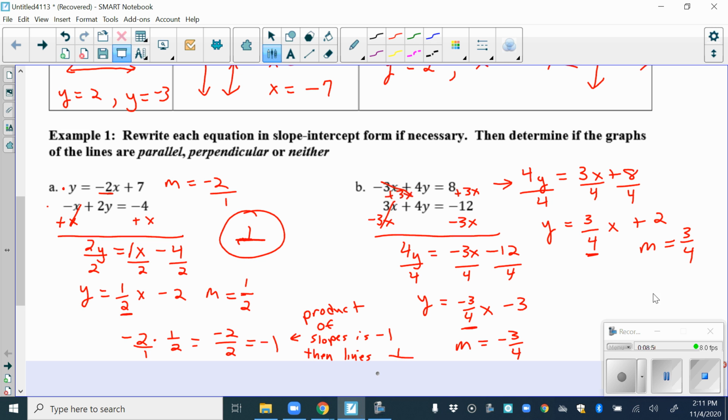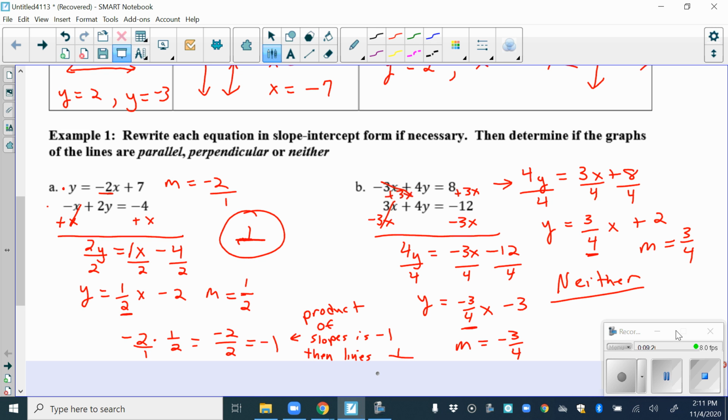Okay, are those two slopes the same? No, one's positive and one's negative. So I know they are not parallel lines. I do have one positive, one negative, so maybe they're perpendicular. But notice, they're not flipped. They're not reciprocals of each other. If it was perpendicular, one of them would have to be a 4 over 3 instead of a 3 over 4. So if it's not parallel and they're not perpendicular, then the answer to this one is they are neither.